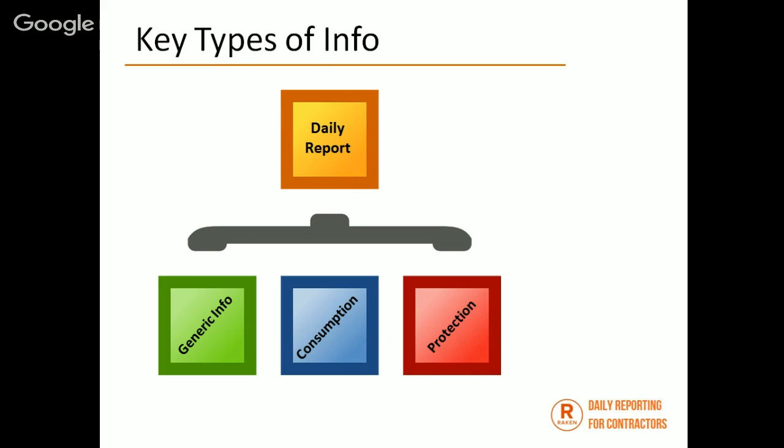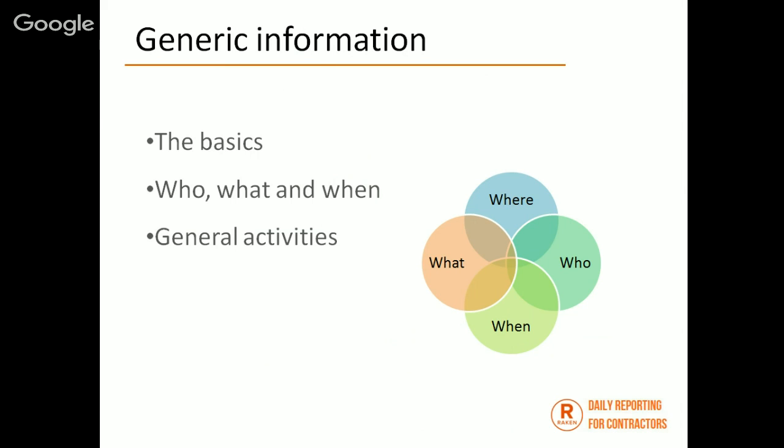So let's look first at our generic information. This is the basics that go into every report. It's the who, the what, the when, the where, the project name, who's filling out the report, who's in charge, who was there, what we did that day, if we were there, right? The basic information, the weather, and things like that. Now, it's very important that this information is recorded regularly, like daily.